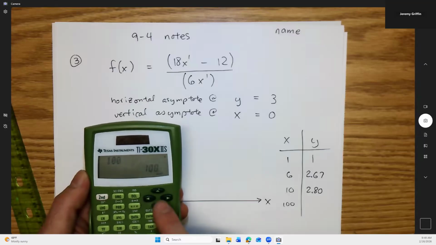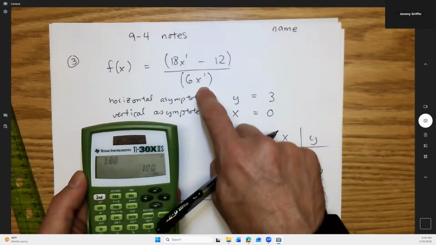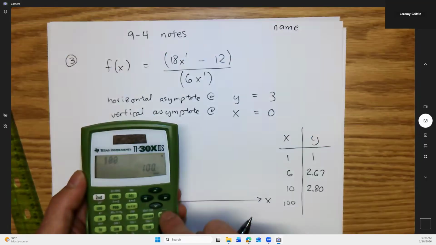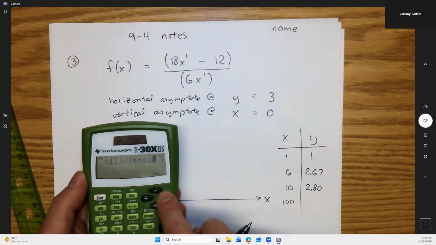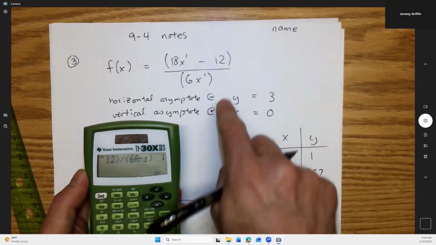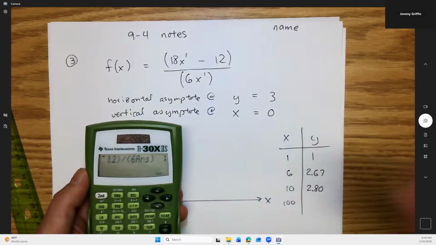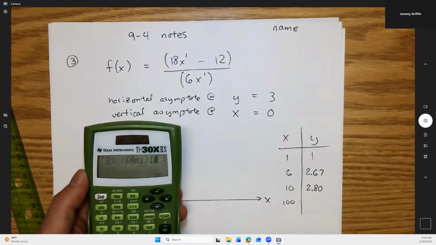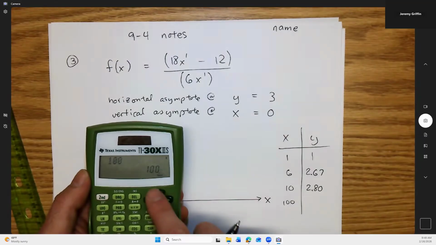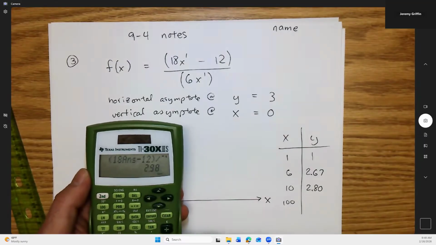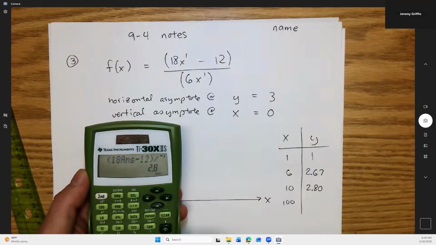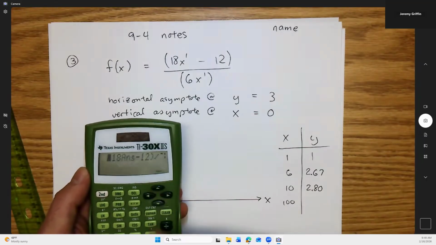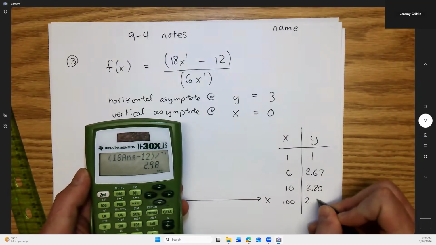Was there anything after the 6? 6 times answer. Yeah, I did that. So if I scroll up here, I'm going to divide by parentheses 6 times the answer, answer being whatever the previous entry was. So if I type 10 and plug that in, you get 2.8. If I type 100, plug that in, I get 2.98.